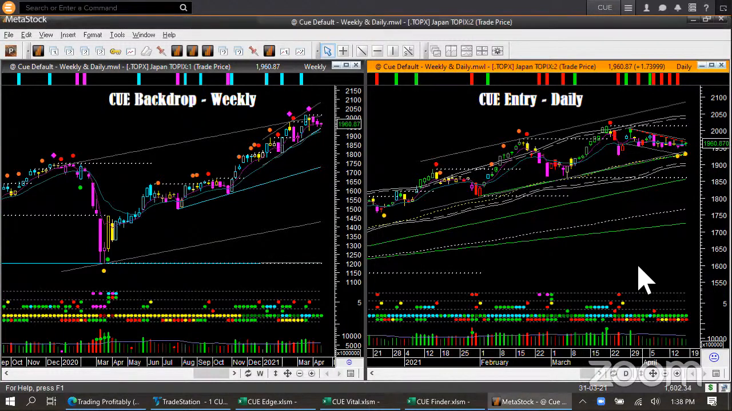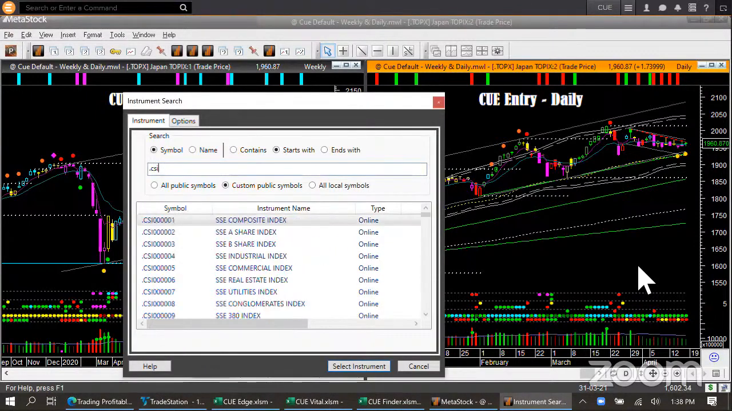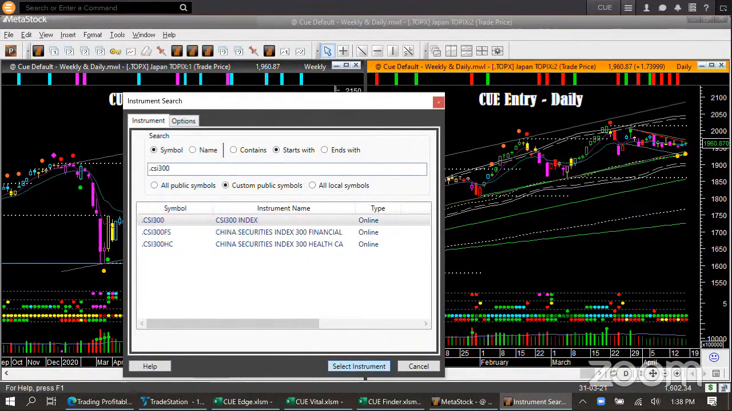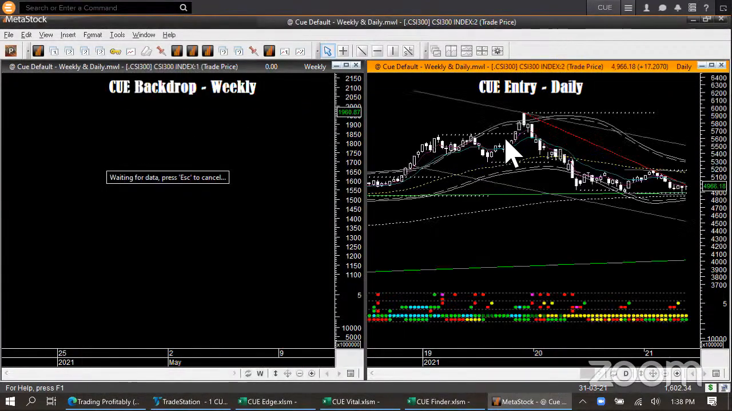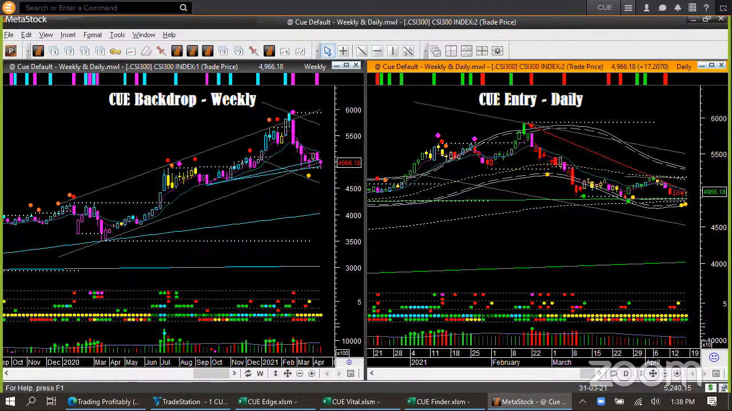What about the China market, CSI 300 index? As I showed in the last webinar also, CSI 300 is continuing to move inside the triangle pattern. Again, if you look closely at the last 5 days, that is the entire week, CSI 300 is almost unchanged.